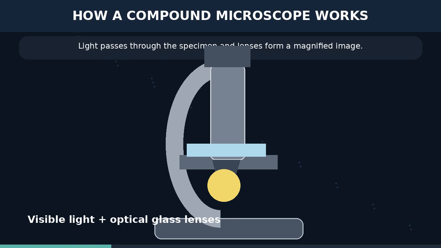Now let's move to the electron microscope. Instead of visible light, an electron microscope uses a beam of electrons. Electromagnetic lenses are used to control and focus the electrons. Because electrons have much shorter wavelengths than visible light, electron microscopes can achieve much higher resolution.